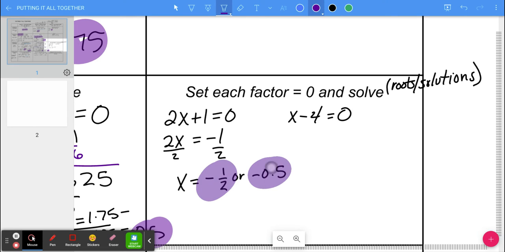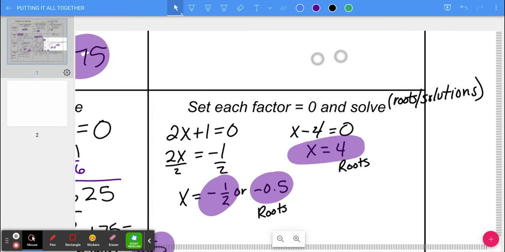Same thing we found earlier, right? And x is equal to 4. That's where it crosses your x-axis. So this would be considered one of your roots. This would be considered one of your roots. Doesn't matter which one is 1 or 2.